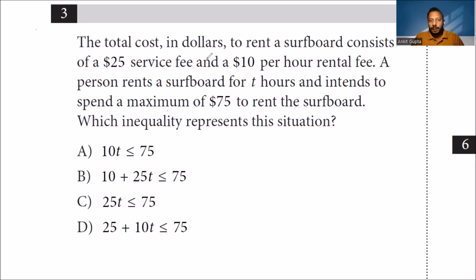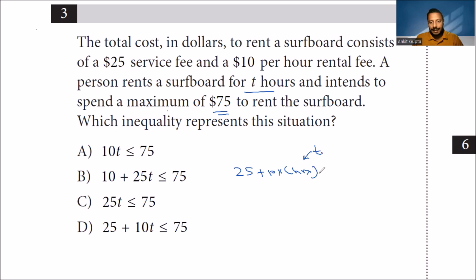The total cost in dollars to rent a surfboard consists of a $25 service fee and a $10 per hour rental fee. So we have a $25 service fee plus 10 multiplied by the number of hours as the overall rental fee. A person rents a surfboard for t hours, and intends to spend a maximum of $75 to rent the surfboard. Which inequality represents this situation?